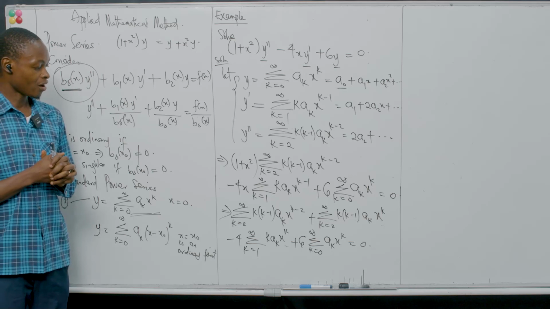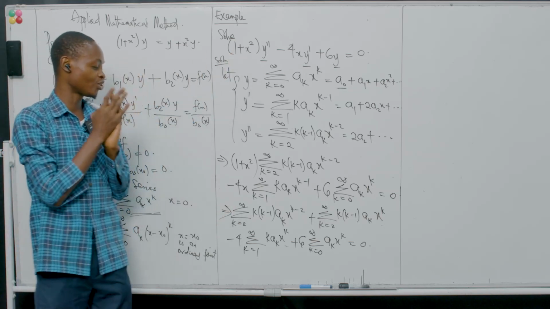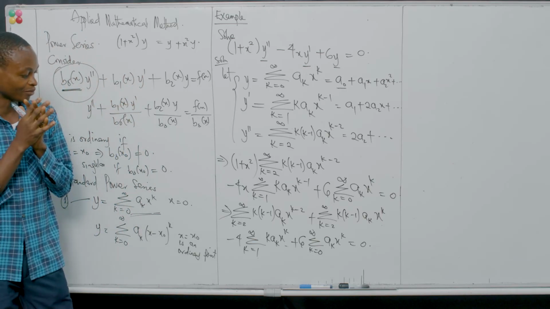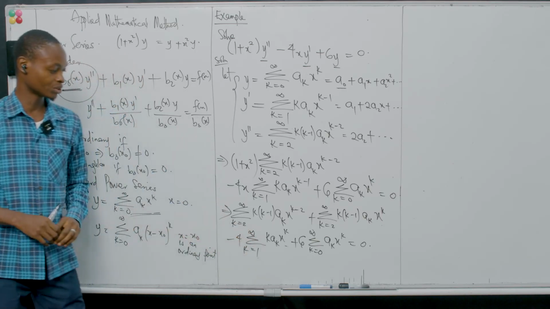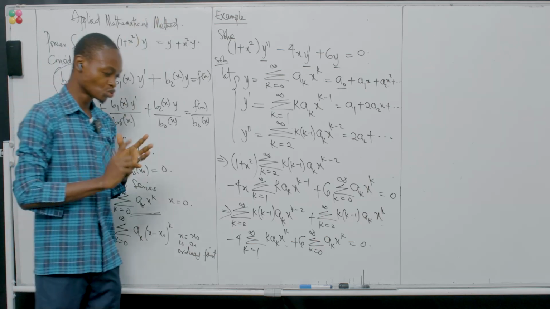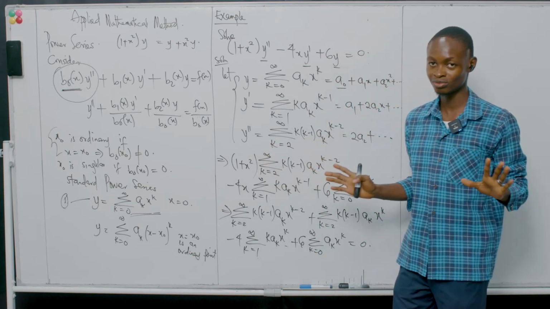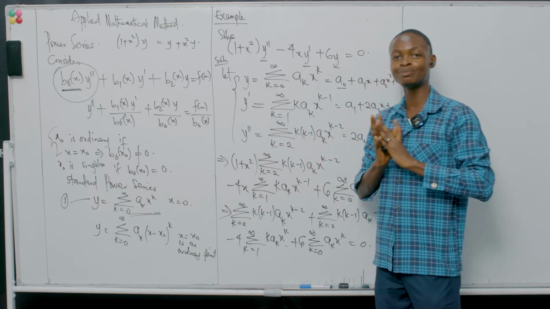Okay. Now, at this point, we have substituted the value of y prime and y double prime. We have arrived at this result. This is where we now have to play with the sums. Now, there are 2 rules that you must maintain. How you want to maintain them is your own business, but you must always maintain those 2 rules.